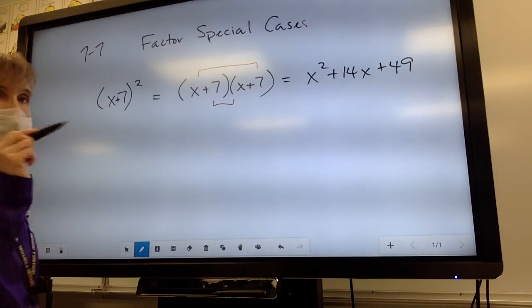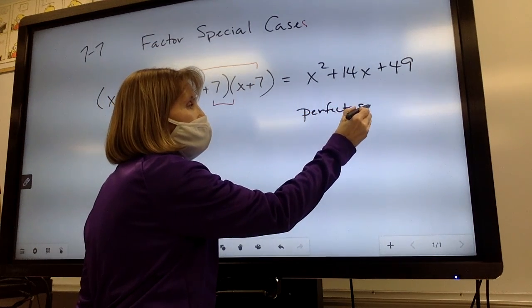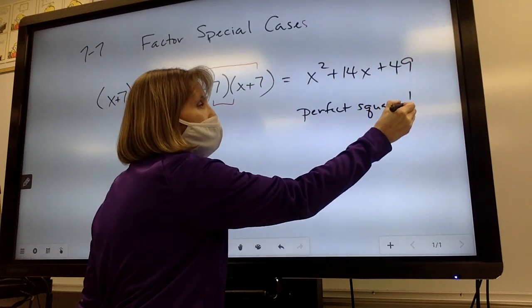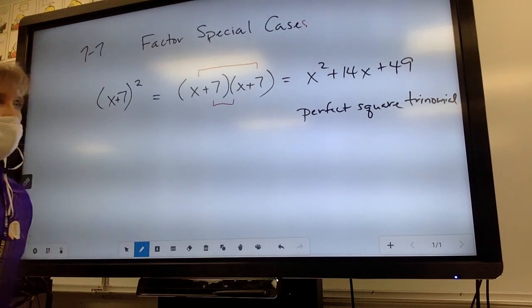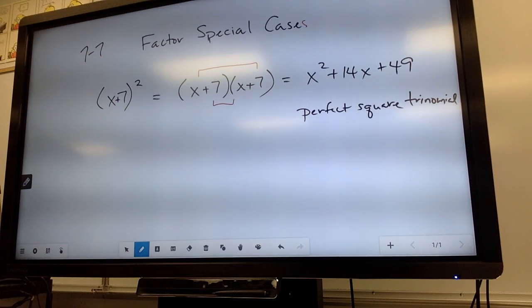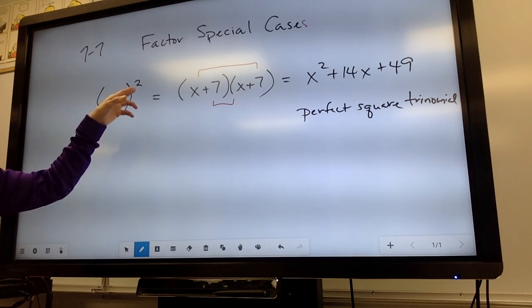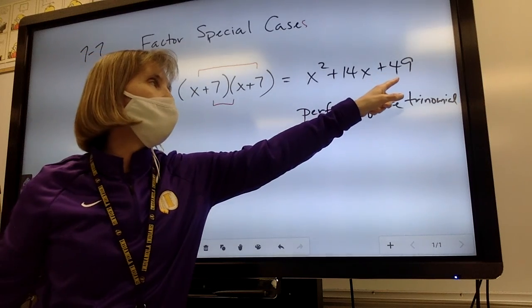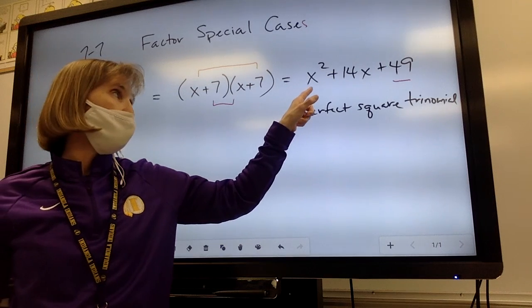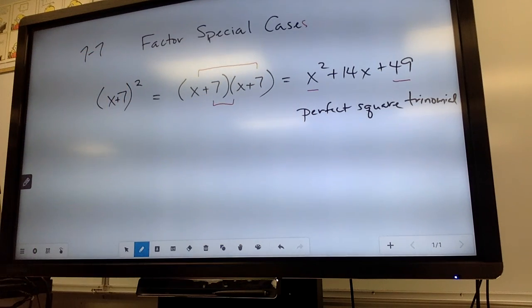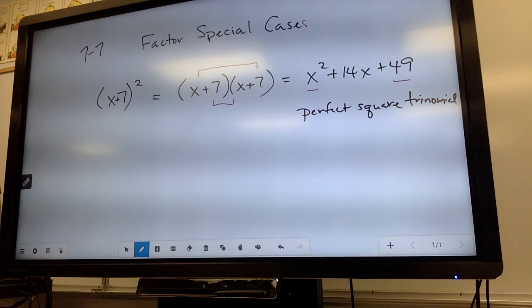If you go back to your 7.3 notes, we called this a perfect square trinomial. It's a trinomial, it has 3 terms in it. And when you square something, you get a value that's a perfect square. 49 we call a perfect square because it's 7 squared. X to the second power is a perfect square because x to the first power is being squared. So this is a perfect square trinomial.